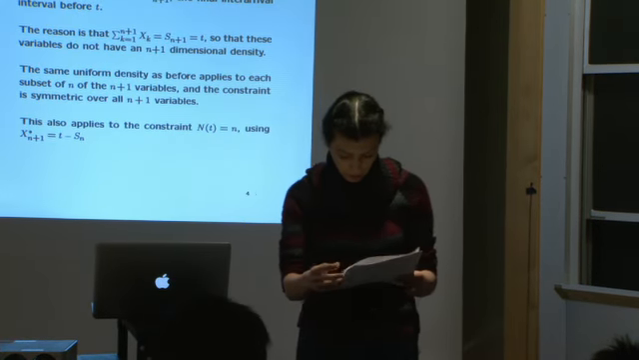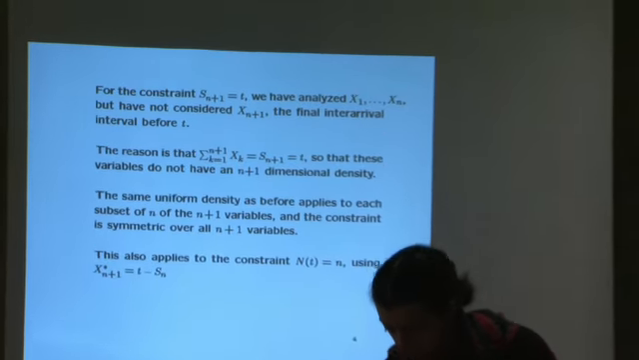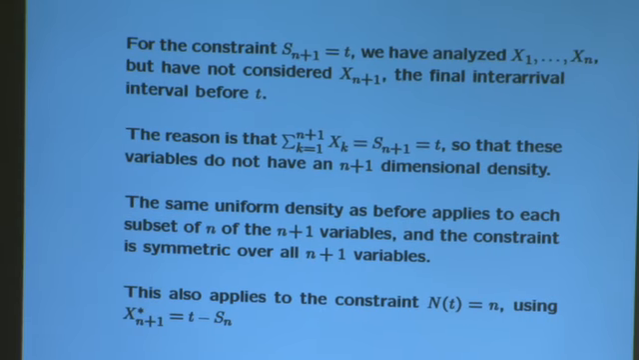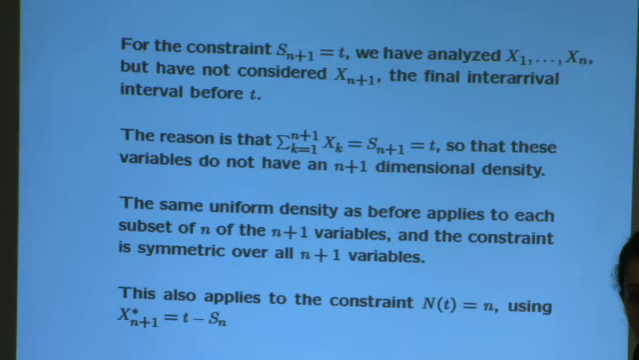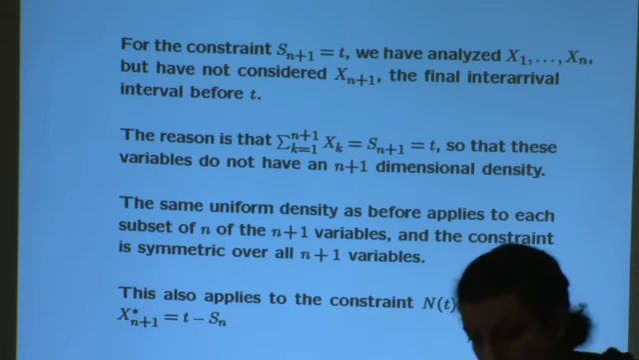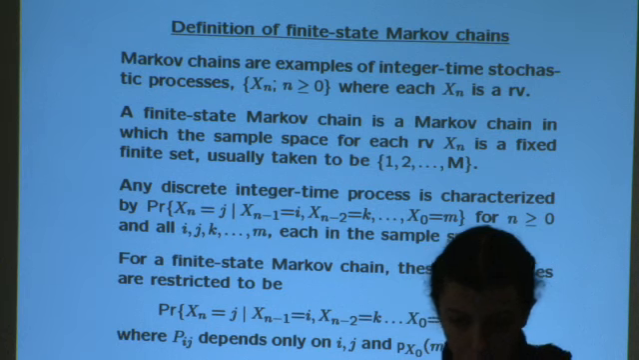So this is the end of the chapter corresponding to Poisson processes. Is there any problem or any question about it? So let's start the Markov chain.